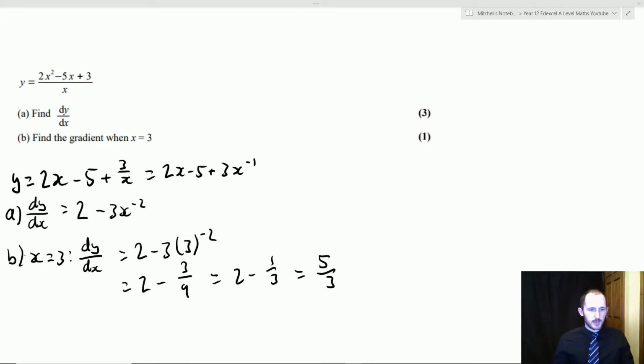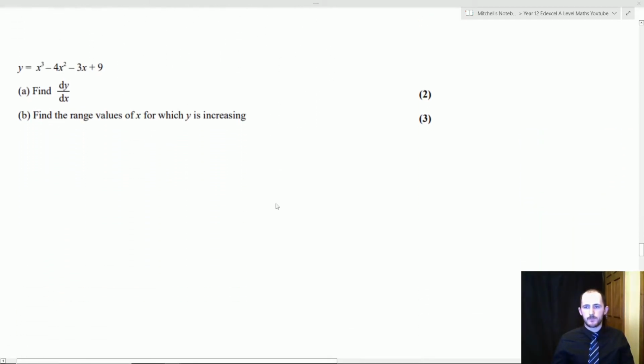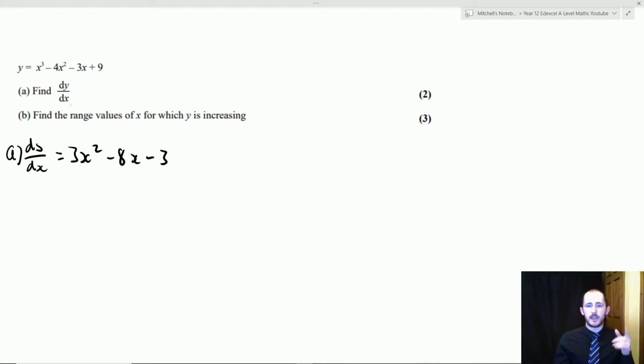And let's check. Perfect. Cool. Again, we have just a few more styles of questions before we go into the exam questions. This one can be fairly interesting. So for part A, once again, if we're just differentiating, bring the powers forward and subtract 1 from the powers. So we can start doing it without even thinking really. And now, here comes the interesting bit.